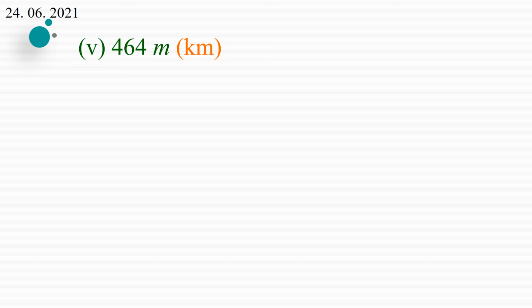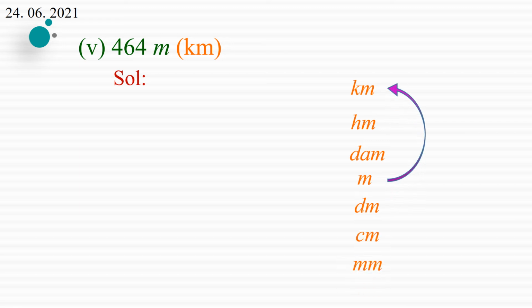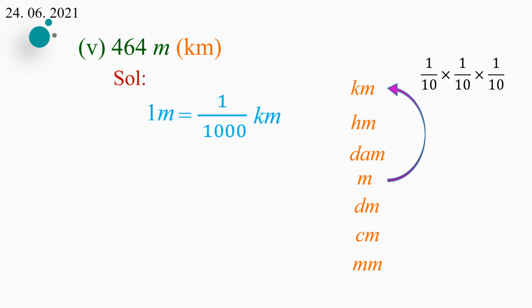Fifth one, 464 meter convert to kilometer. Let us find the solution. First, we want to write formula. Here, meter convert to kilometer. Start from meter to kilometer. We have to move 3 steps upward. We get 1 by 10 into 1 by 10 into 1 by 10. The formula is 1 meter equal to 1 by 1000 kilometer.